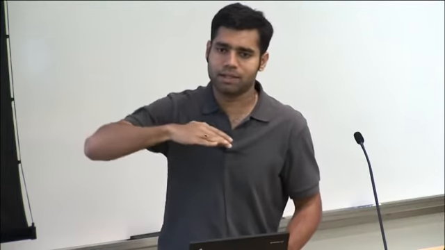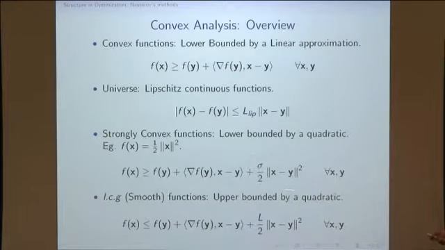Another particular class of functions that we'll be specifically interested in are strongly convex functions. So these are functions that are actually lower bounded by a quadratic rather than the simple linear functions that the convex functions are lower bounded by. So you can think of any standard quadratic function as an example of a strongly convex function. But in particular, the definition is that instead of just the linear approximation, you now have a quadratic term in the lower bound as well.